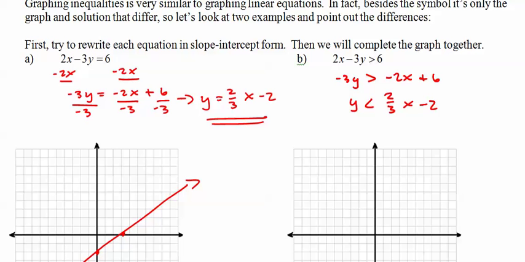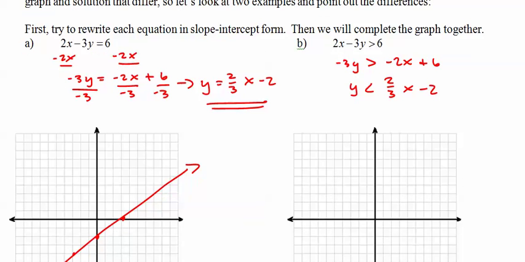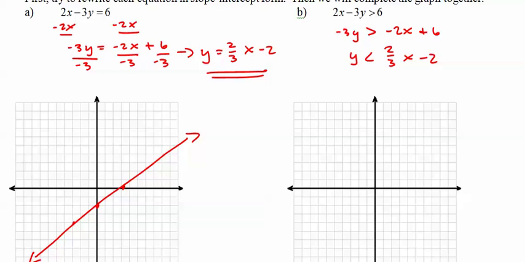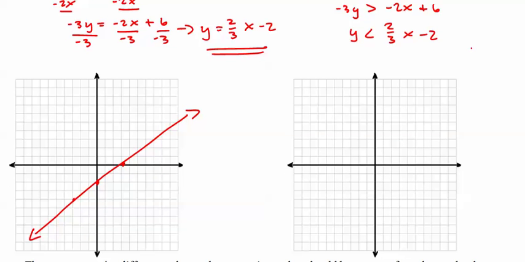Sure hope I did that right. I feel like I didn't. But we're going to find out in a second. So 2/3 x minus 2. Only two things to remember. 1, solid or dotted. And 2, where to shade. And that's it.